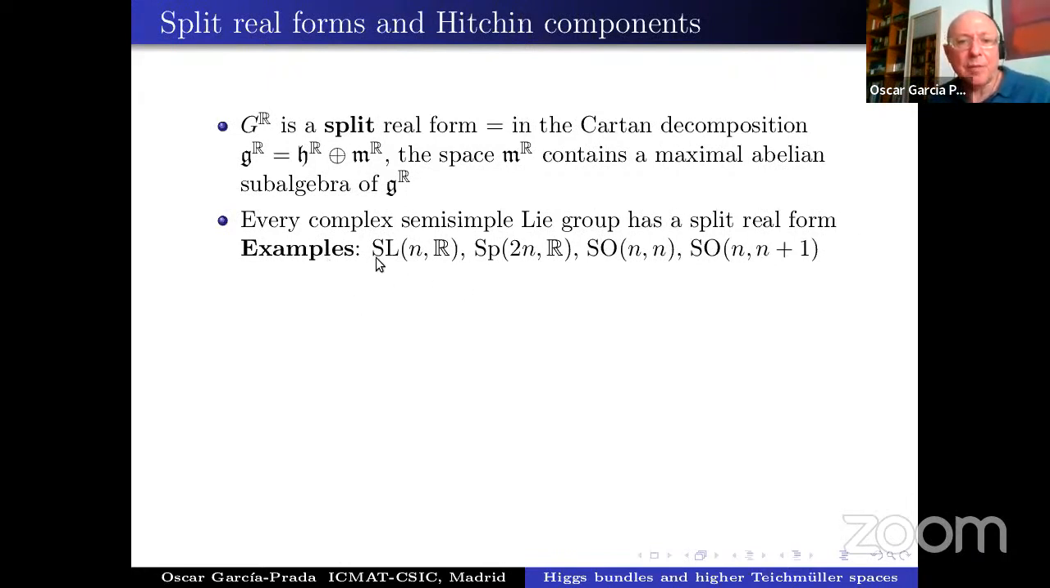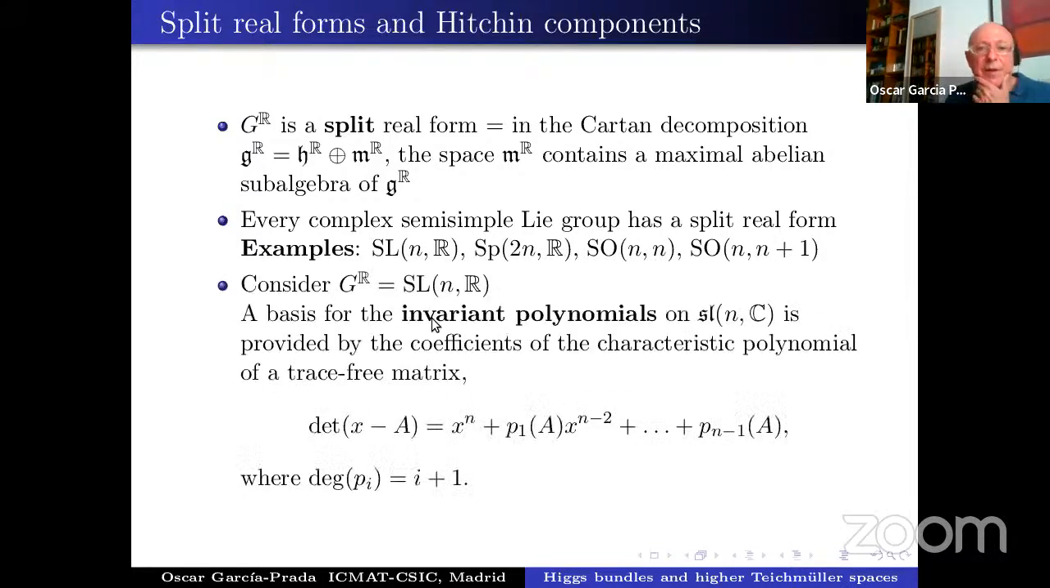And so some examples are SL(n,R) and Sp(2n,R) that we already saw. And for the orthogonal groups, we have SO(n,n) and SO(n,n+1). And the same for the exceptional groups. You always have the split form. So let me consider the case of G_R to be SL(n,R), the split real form of SL(n,C).